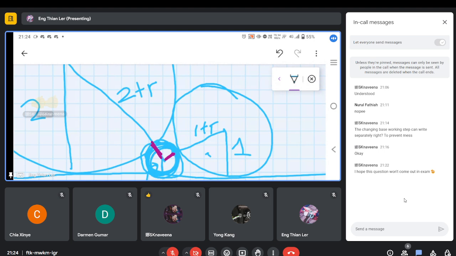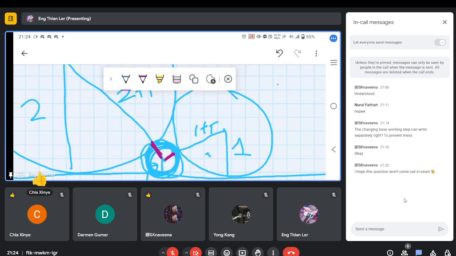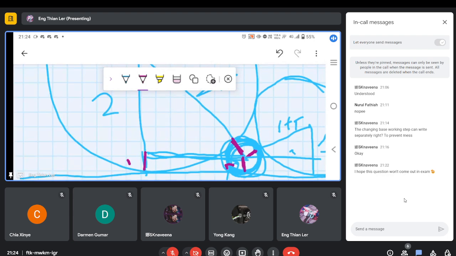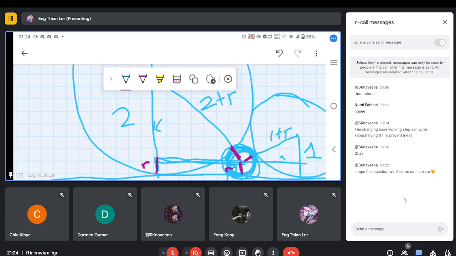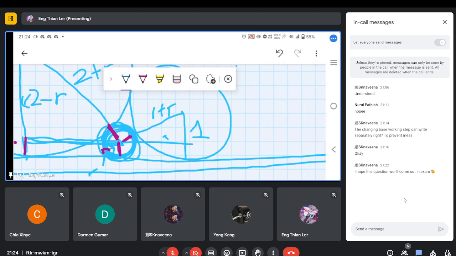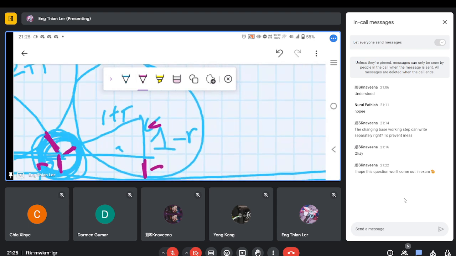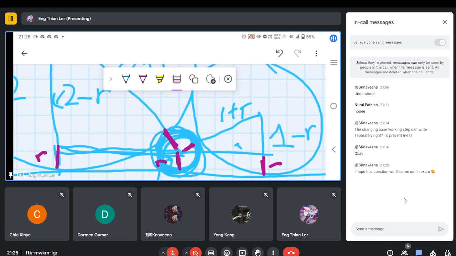Now I'm going to draw a line from this connecting to this. Also same as this connecting to this. So look at this. This is R. This is 2. This is R. So what is this? This is 2 minus R, right? And the same as this. This is R. This will be 1 minus R.